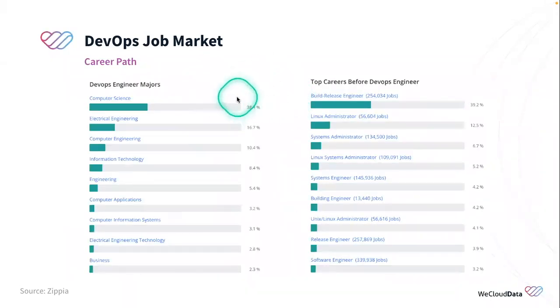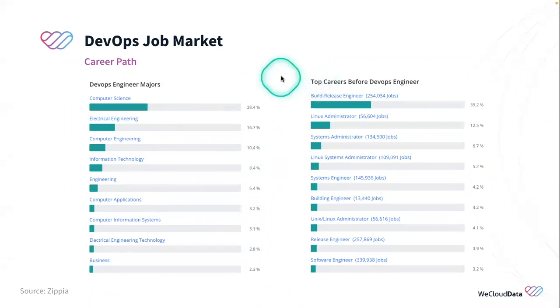Typically, those folks who are DevOps engineers today do have backgrounds in your usual suspects when it comes to IT and tech diplomas and degrees. Computer science, computer engineering, electrical engineering, IT. These are not too surprising.